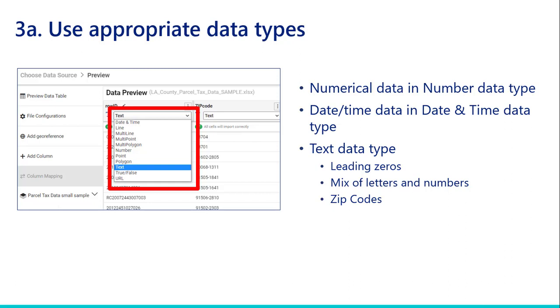Text data types are useful for leading zeros or if there is a mix of letters and numbers in the field. The text format will preserve both those leading zeros and mixed character formatting. This is the reason that zip codes need to be set as text data type.